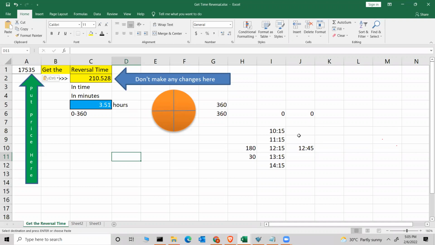So the market opens at 9:15, 10:15 is 1 hour, 11:15 is 2 hours, 12:15 is 3 hours, which is 180 minutes. So 180 minutes plus 210, which is another 30 minutes you need to add. So 12:45 would be the outcome. So 12:15 is equal to 3 hours 180, add another 30 minutes, 12:15 plus 30 is equal to 12:45. So our expected time reversal on 1st Feb is at 12:45.